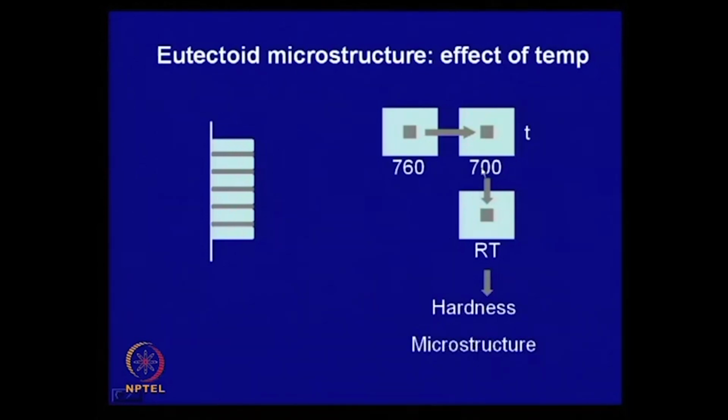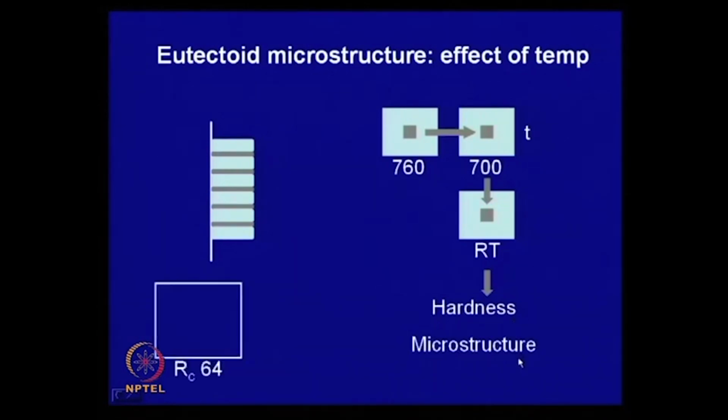And we can repeat this experiment by maintaining the bath at 700 degree centigrade. Suppose another sample we transfer and keep it for a time greater than the previous time, and then we can have a series of samples which have been kept here and then quenched to room temperature. Then let us measure their hardness and microstructure.